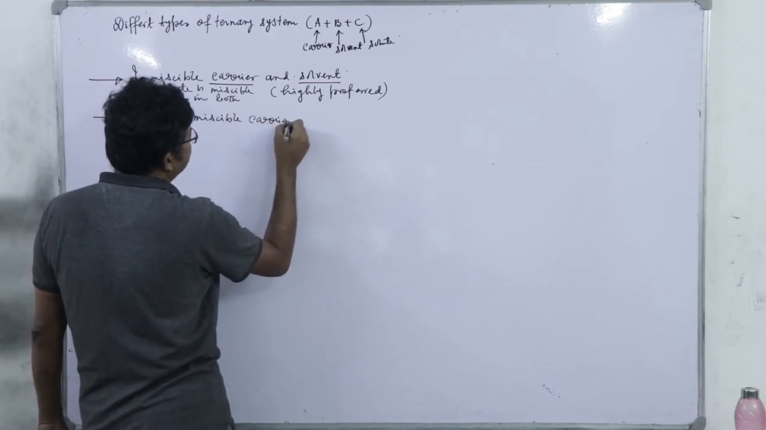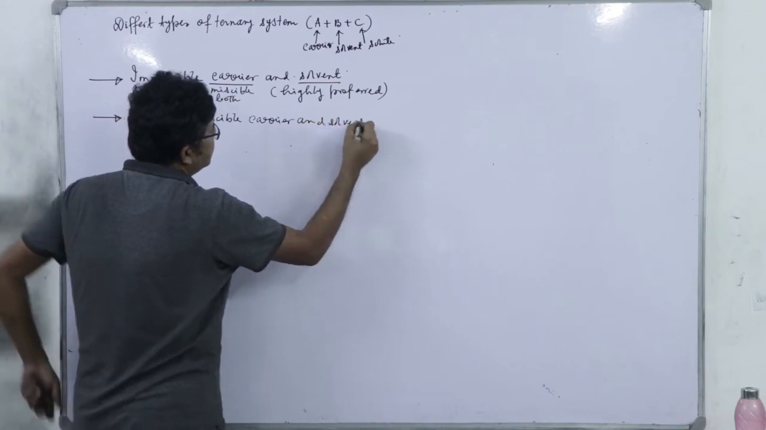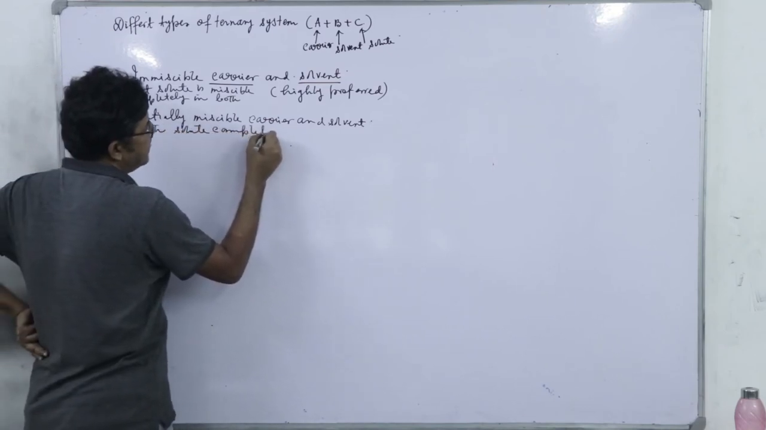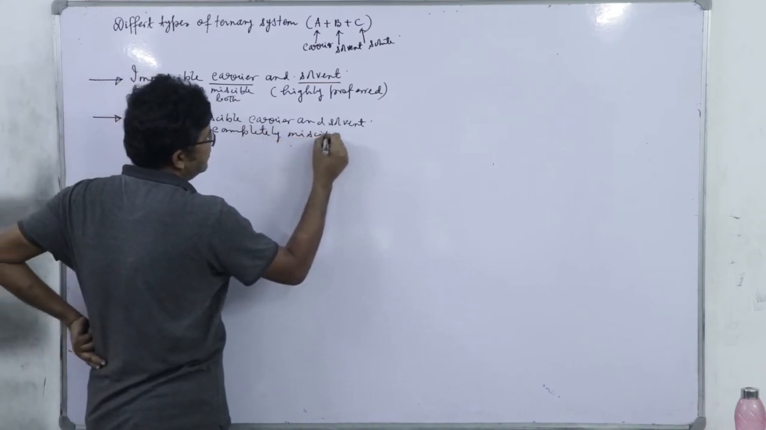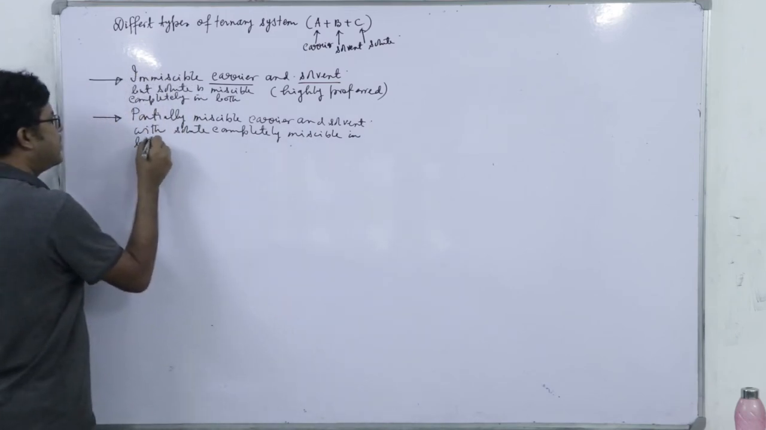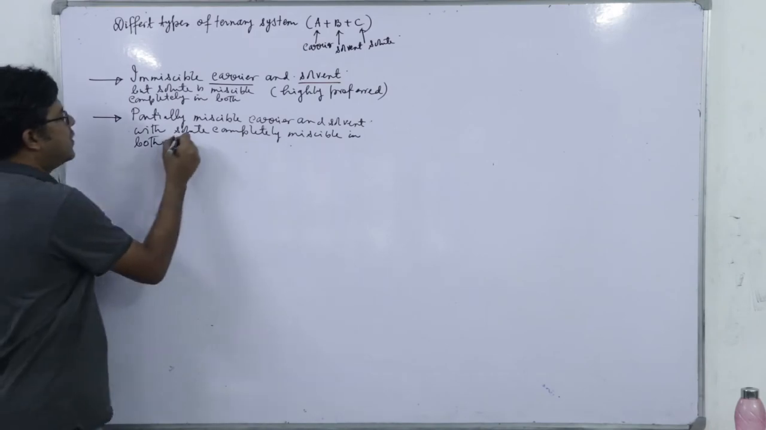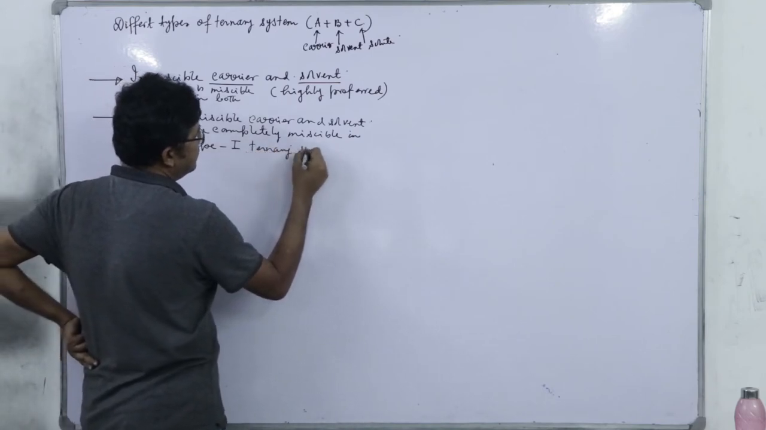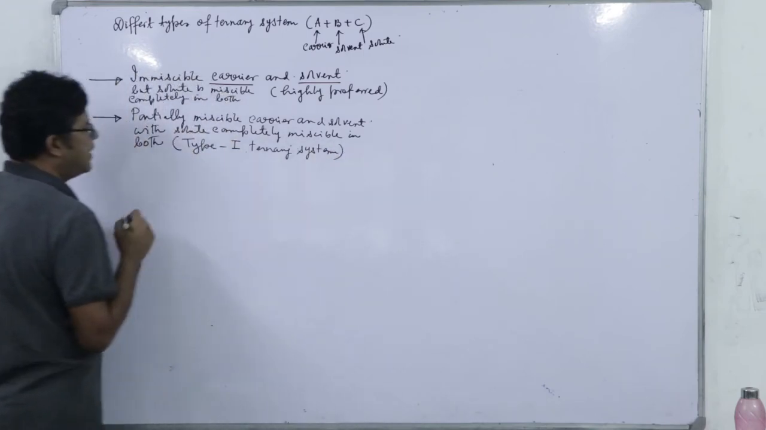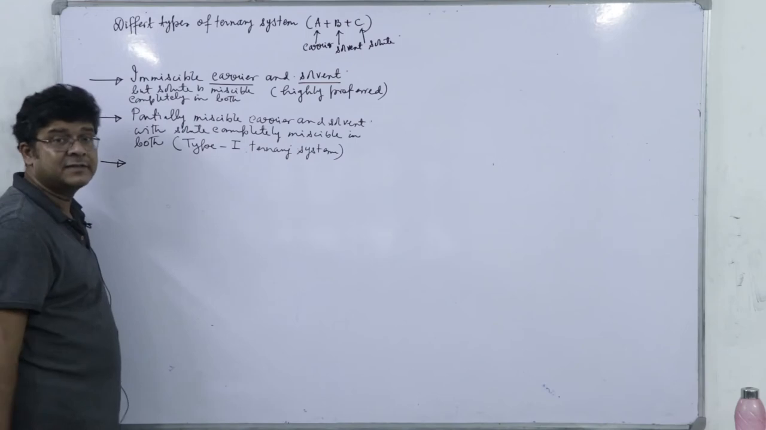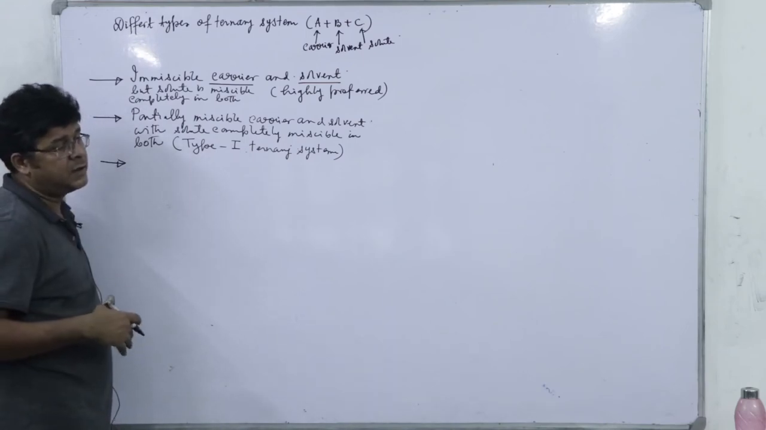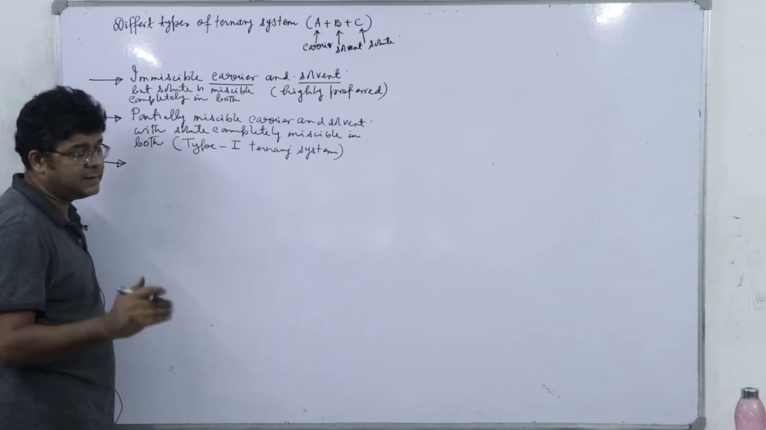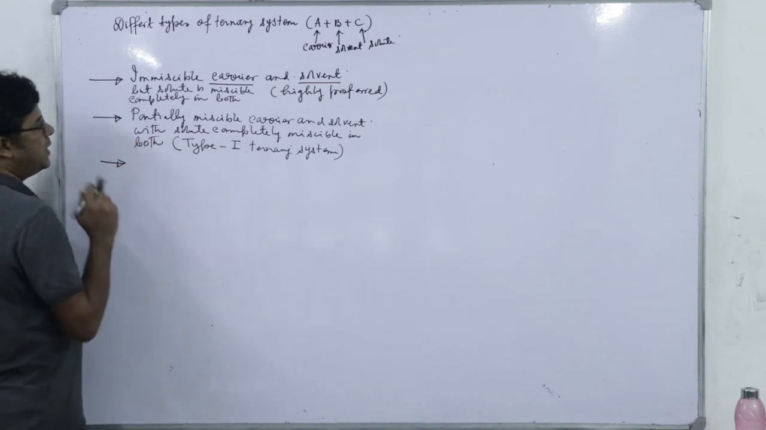So partially miscible carrier and solvent, with solute completely miscible in both, right? So this is called type 1 ternary system. The first one is immiscible, the second one is type 1 ternary. The first one is not exactly a ternary system actually, right? Because as they are immiscible, what will happen? You will have two binary liquid solutions, one containing A and C, another containing B and C. So this is purely the ternary system.